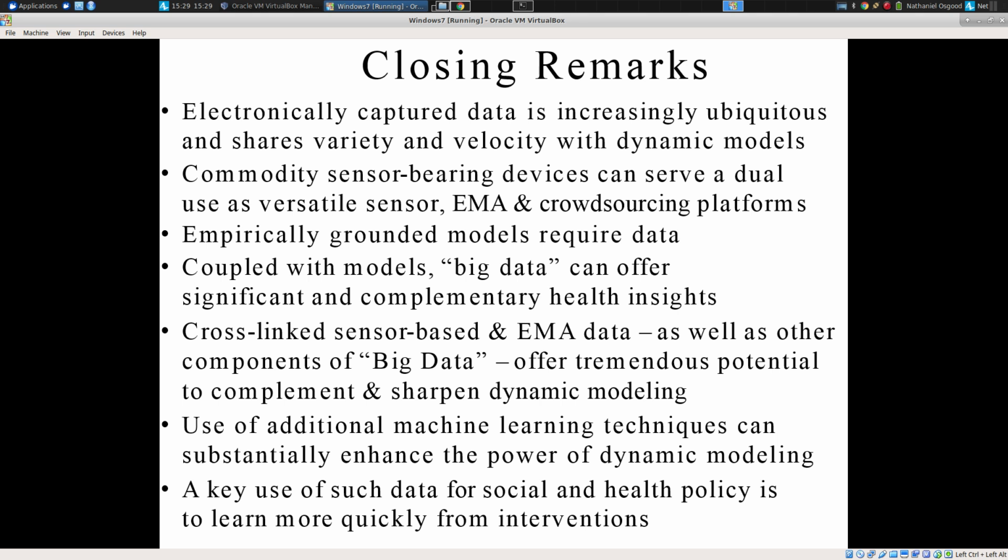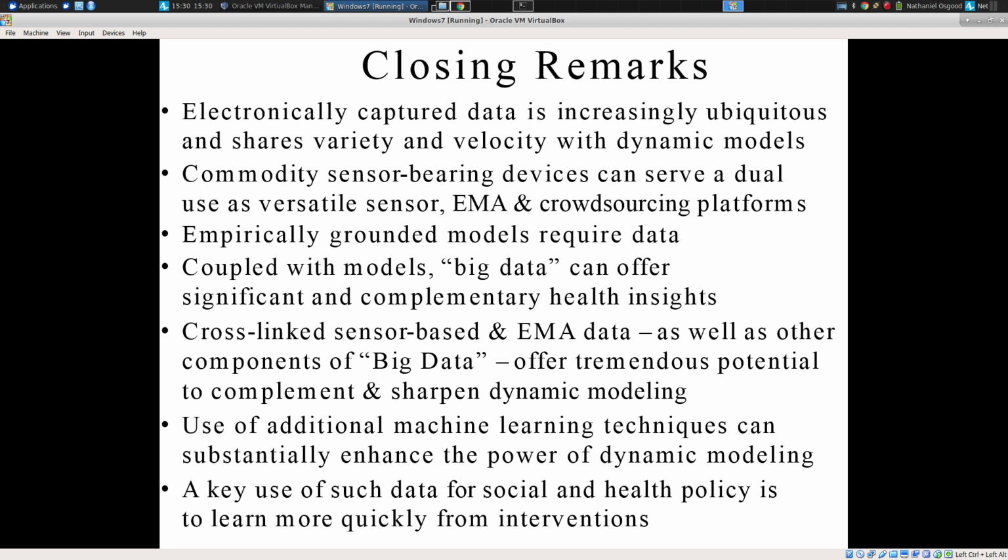And at the same time, empirically grounded models benefit from data, and in some cases require data. Coupled with models, this sort of big data can offer really significant and complementary health insights. We can use the models to tell us how frequently we need to collect things and what we can best collect to prioritize the data collection. And the data can inform these models in big ways and can reground them over time, in a way that will be suggested by the work of Li Xiaoyan, shown shortly. Although she's worked with more traditional data sources, it shows this principle of regrounding.